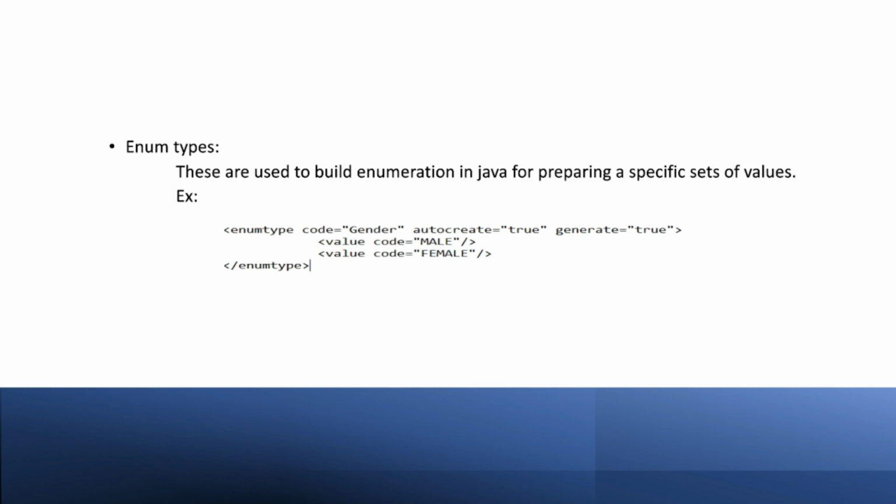Here we can see an example, gender. We are defining gender as an enum type which will contain two values, male and female. So this is the way we define enum type in Hybris. The enum type will have the code gender, autocreate true and generated true, so it will generate a table and a POJO class as well. That table will be the value gender.